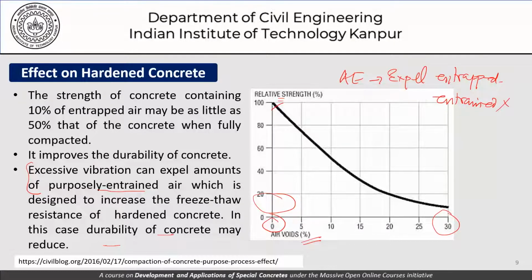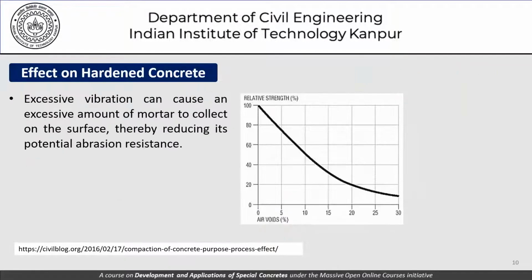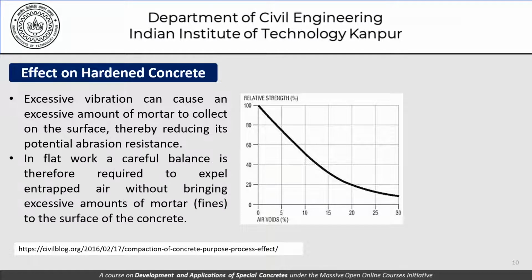So we should stop the vibration when the entrapped air has been expelled and the entrained air can be allowed to remain within the concrete mass. Excessive vibration can cause an excessive amount of mortar to collect on the surface, thereby reducing its potential abrasion resistance and making the concrete not homogeneous. In flat work, a careful balance is therefore required to expel entrapped air without bringing excessive amounts of mortar or fines to the surface of concrete.